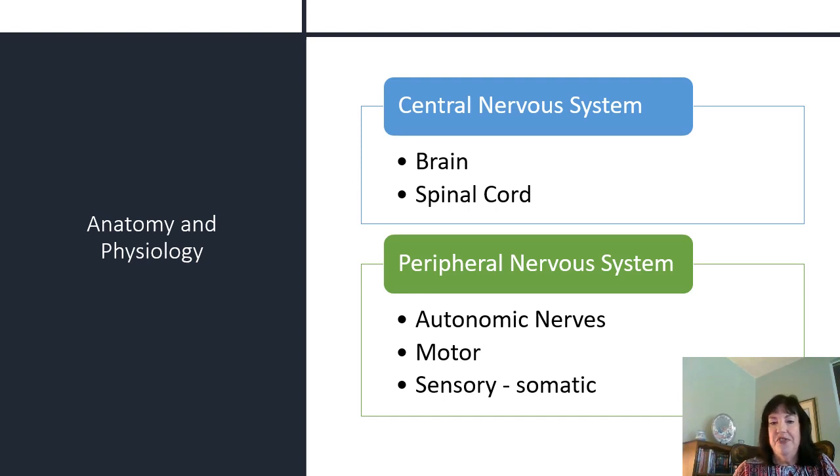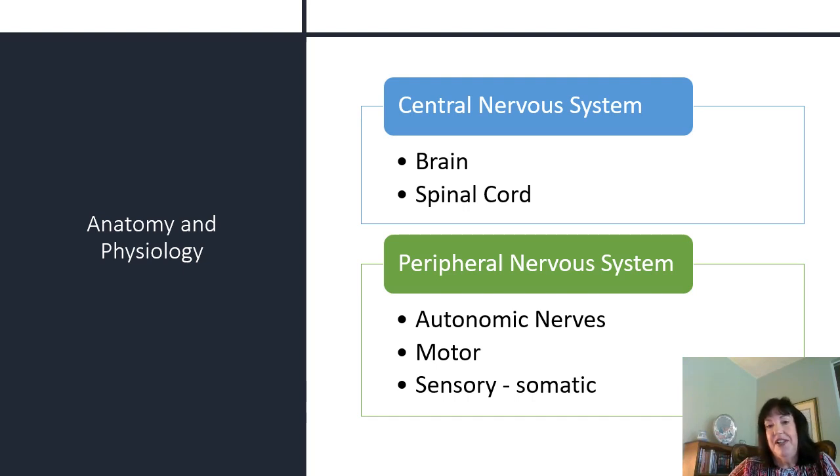We also have the peripheral nervous system, which includes the autonomic nervous system. Remember, the autonomic nervous system we've discussed quite a bit in pharmacology, and the autonomic nervous system is made up of the sympathetic and parasympathetic side. Be sure you review that and make sure that you understand the difference between the effect of parasympathetic stimulation versus sympathetic stimulation. We also have motor nerves, and we can have voluntary movement because we have these motor nerves.